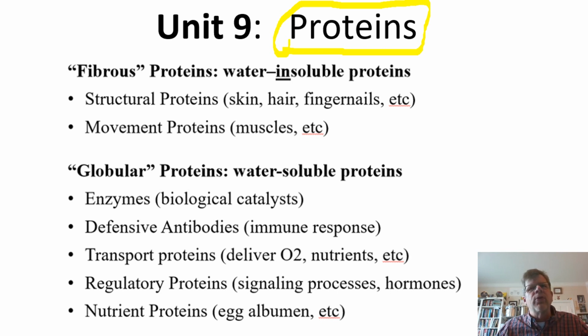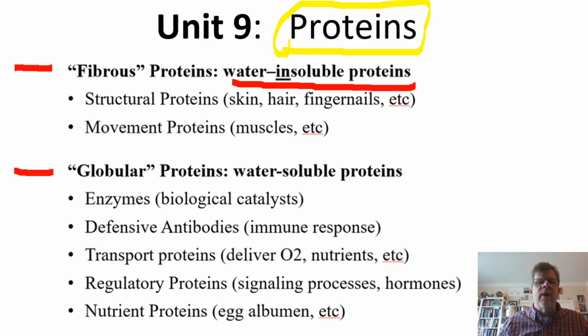If we had to break proteins down into two categories, the best way to do that would be to talk about fibrous proteins versus globular proteins. Fibrous versus globular. We will not be talking about fibrous proteins too much, and we'll save most of our discussion towards globular proteins. But just to distinguish them, fibrous proteins tend to be water insoluble. They do not dissolve in water. They have as examples structural proteins such as the proteins in the skin, the hair, fingernails, and that sort of thing, and also movement proteins. These are essentially muscle protein and that sort of thing. Water insoluble.